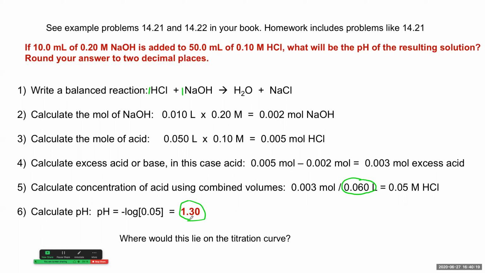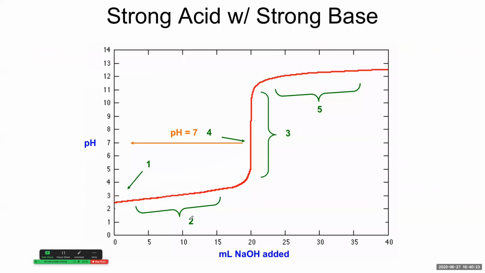So if this was a titration, the question is, where would this lie on the titration curve? So here's a titration curve. Is it going to be region 1? No, because we've already added some base. Is it region 2, 3, or 5? Well, because the pH is low, around 1, we're still in region 2.